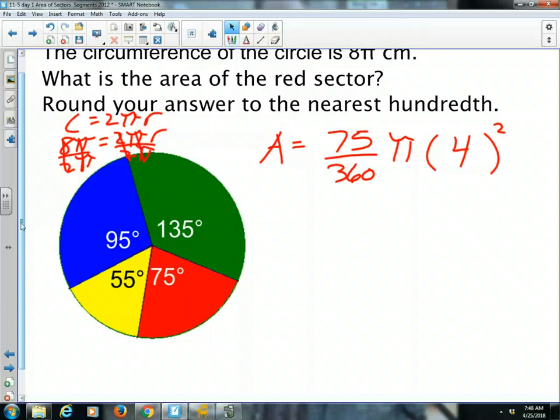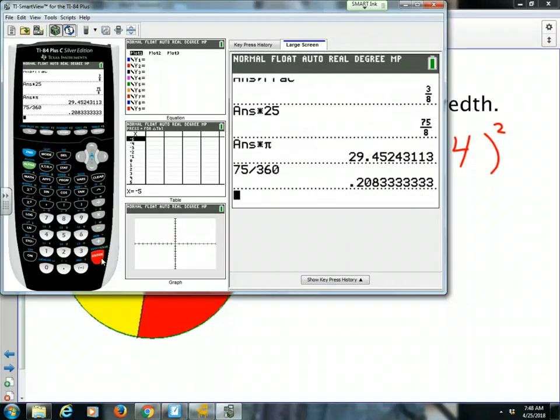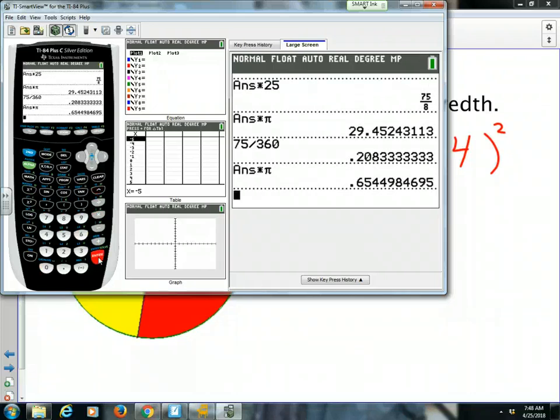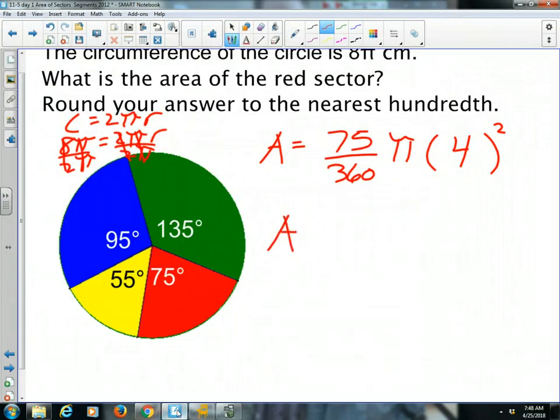So this one we'll just have the approximate answer. We'll put all this in our calculator. 75 over 360 times pi times 4 squared, times 16. It is 10.47 square units. Area is approximately 10.47, and our units are centimeters squared.